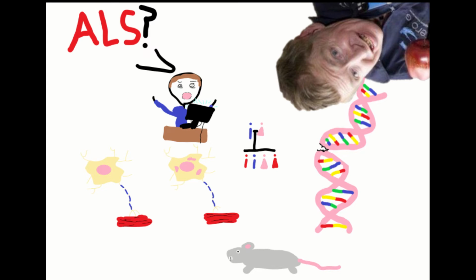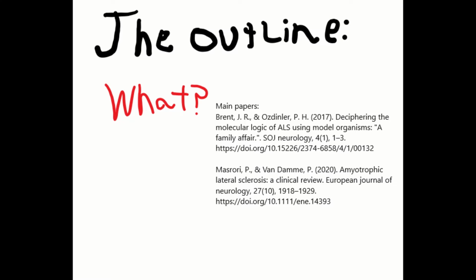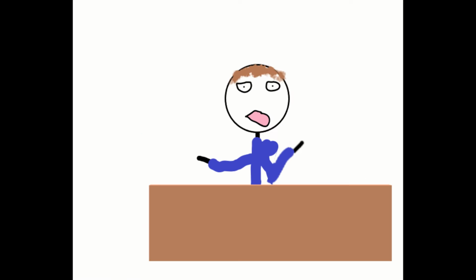Today we'll be talking about ALS, which is a neurological disease that degrades motor function. Before we begin, I would like to go over quickly the outline. What is ALS? How does ALS occur? Model organisms in the study of ALS, and treatment. Now with all that said and done, let's get into this.